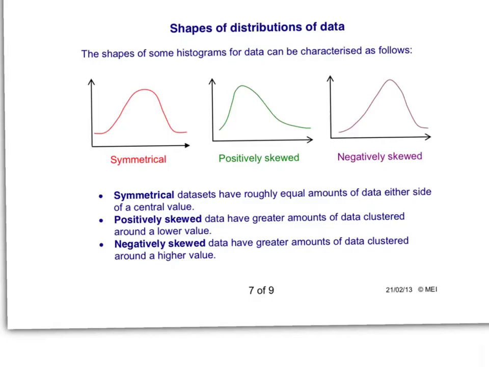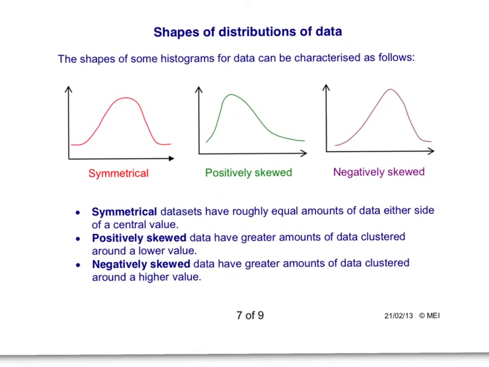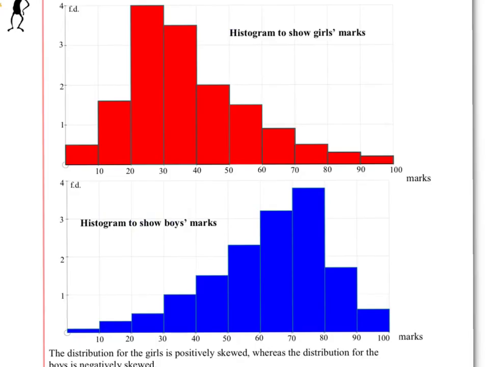Now, another important concept is the idea of distribution of data. Naturally, when it's symmetrical, so there's an equal distribution on either side, we say the data is symmetrical. When it leans towards the left, we say it's positively skewed. And when it leans towards the right, so you have greater amounts of data clustered around a higher value, then we say it's negatively skewed. Here you can see an example of something which is positively skewed and then negatively skewed.